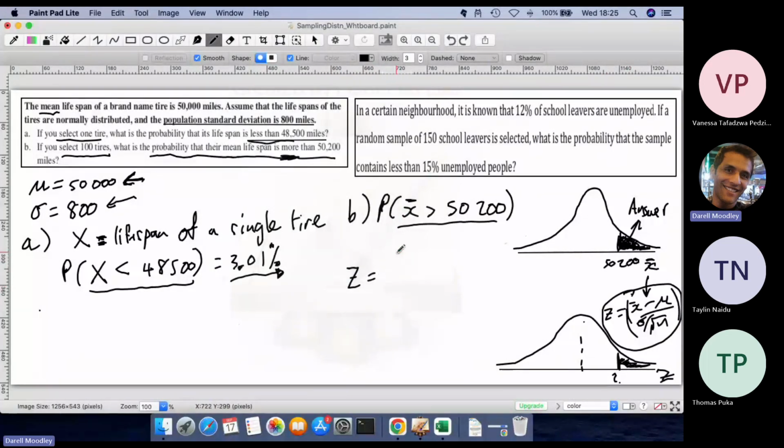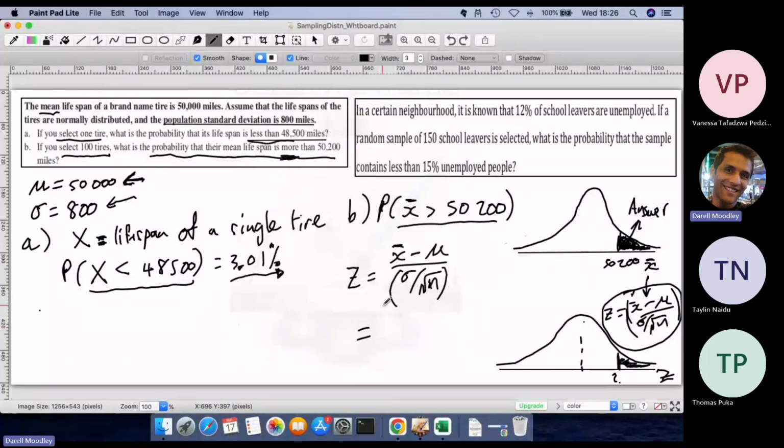Z equals x bar minus mu all over sigma over square root of n. This is the formula we use. You don't need to memorize it, you just need to know how to use it. It is given to you in your formula sheet. All right, so let's enter everything in our calculator.